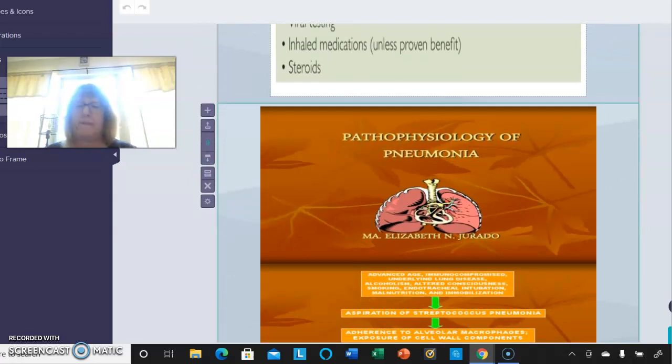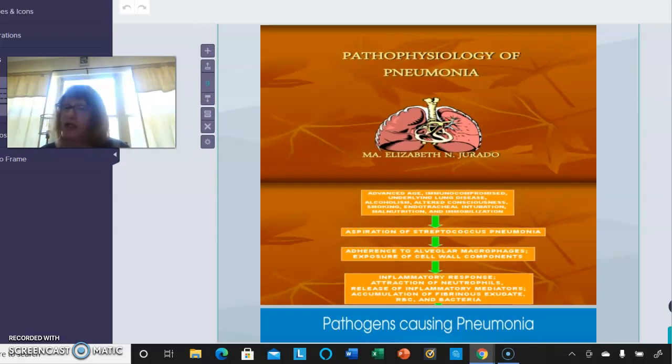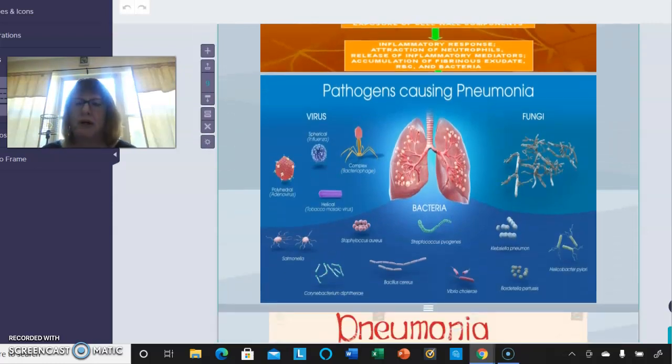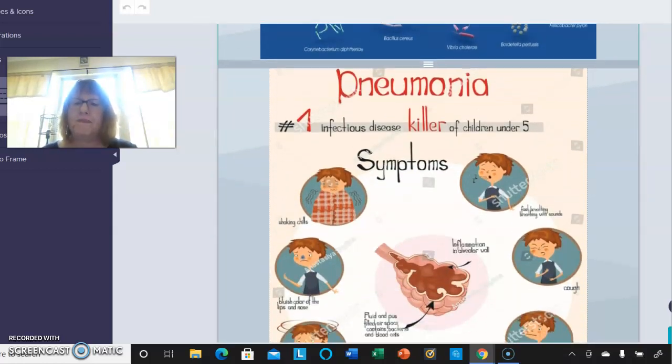Bacterial pneumonia occurs when the body's defenses are down and allows germs to invade the lungs and multiply. Some pathogens that cause pneumonia are strep, staph, or bacillus, and there are a number of others, such as Klebsiella. These are some other pathogens that can cause pneumonia in a child.